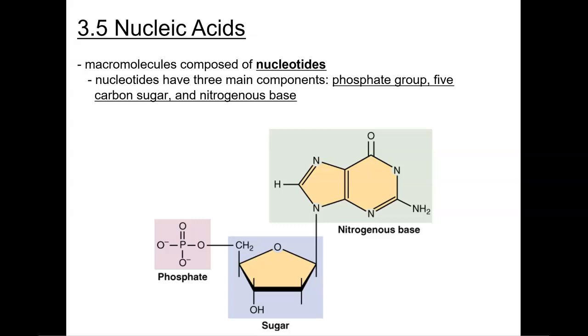Macromolecules are going to be composed of nucleotides for nucleic acids. Those most that you know of are going to be your A's, T's, C's, and G's, and that's going to be for DNA. So DNA is made up of nucleic acids and nucleotides. You can also have uracil, which is going to be found in RNA. So that would be a nucleotide found in RNA. Nucleotides are going to have 3 main components: a phosphate group, a 5-carbon sugar, and a nitrogenous base. And when we talk about the A's, T's, C's, G's, and U's, those are the nitrogenous bases.